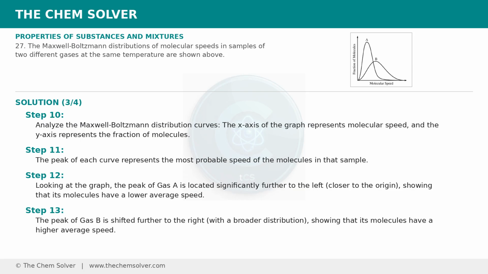Analyze the Maxwell-Boltzmann distribution curves. The x-axis of the graph represents molecular speed, and the y-axis represents the fraction of molecules. The peak of each curve represents the most probable speed of the molecules in that sample. Looking at the graph, the peak of gas A is located significantly further to the left, closer to the origin, showing that its molecules have a lower average speed. The peak of gas B is shifted further to the right, with a broader distribution, showing that its molecules have a higher average speed.